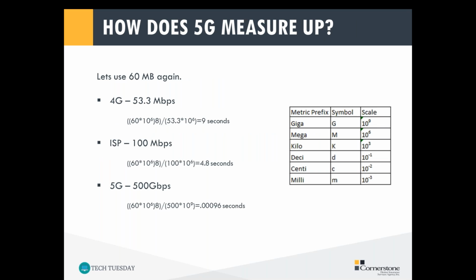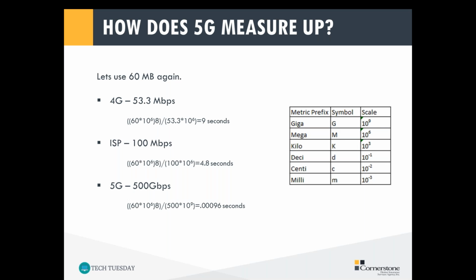So how does it measure up? Just doing full speed comparisons. Using the same math we used earlier, we're going to transfer that same 60 megabyte file again. Through Verizon 4G, we already determined it's going to take about 9 seconds. Through your ISP at the slowest speed possible, it's going to take about 4.8 seconds. At 5G speed, that should literally take you a snap of a finger. It's less than 1/1000th of a second to transfer 60 megabytes. That's just phenomenal. There's no way a wired carrier would be able to match that, by the way, just because of the limits in the way they transfer data.